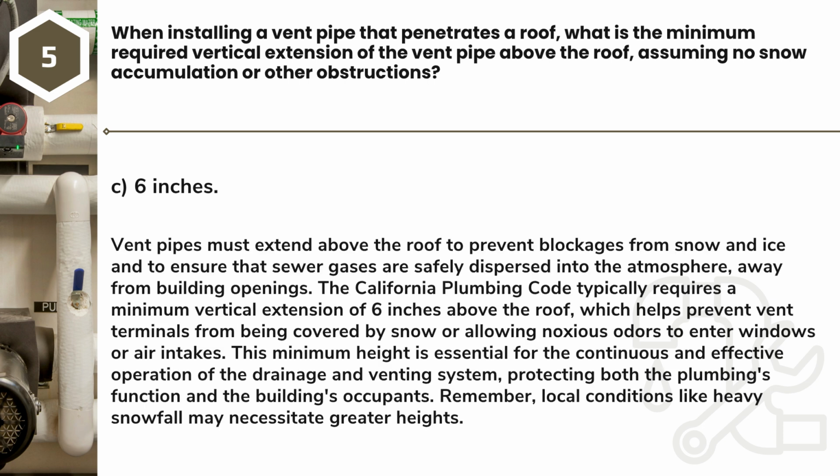Answer: C. 6 inches. Vent pipes must extend above the roof to prevent blockages from snow and ice and to ensure that sewer gases are safely dispersed into the atmosphere, away from building openings. The California Plumbing Code typically requires a minimum vertical extension of 6 inches above the roof, which helps prevent vent terminals from being covered by snow or allowing noxious odors to enter windows or air intakes. This minimum height is essential for the continuous and effective operation of the drainage and venting system, protecting both the plumbing's function and the building's occupants. Remember, local conditions like heavy snowfall may necessitate greater heights.